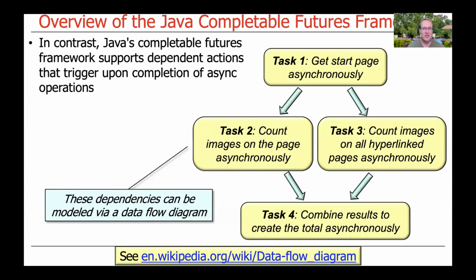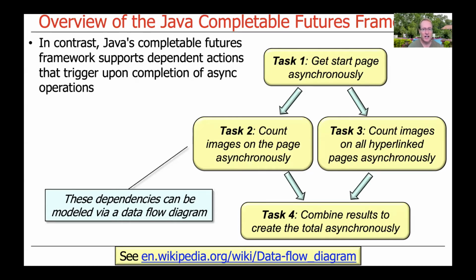And then once the start page is obtained, we're going to go ahead and have 2 tasks run in parallel. Task 2 and task 3 will essentially be forked off. Task 2 will count the number of images on the page asynchronously, and task 3 will count the number of images reachable through the hyperlinks on the page asynchronously. So 2 asynchronous tasks that run in parallel. And then finally, when both of those tasks are done, we're going to join back together again in our flow control diagram and combine the results to give a total of all the images that were reachable from that original starting point.